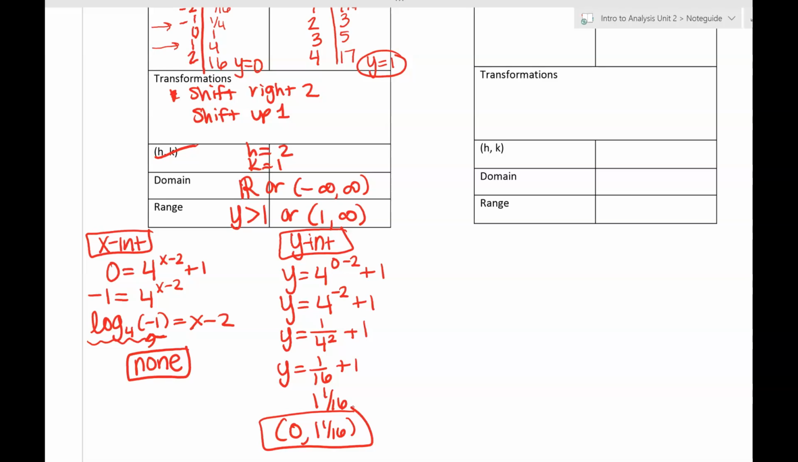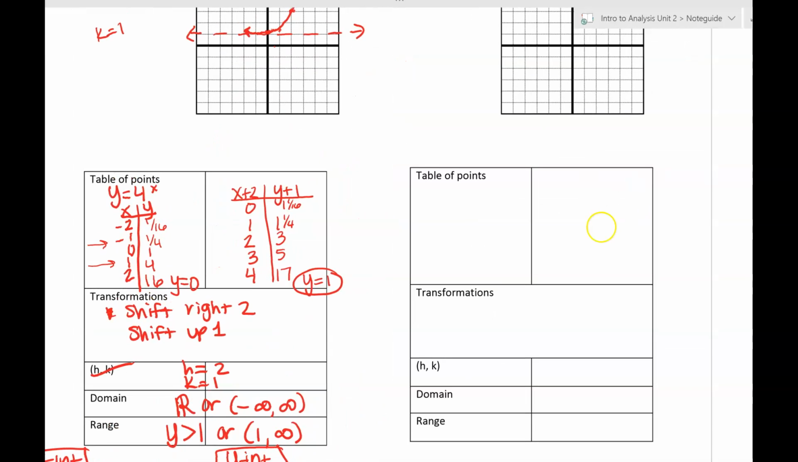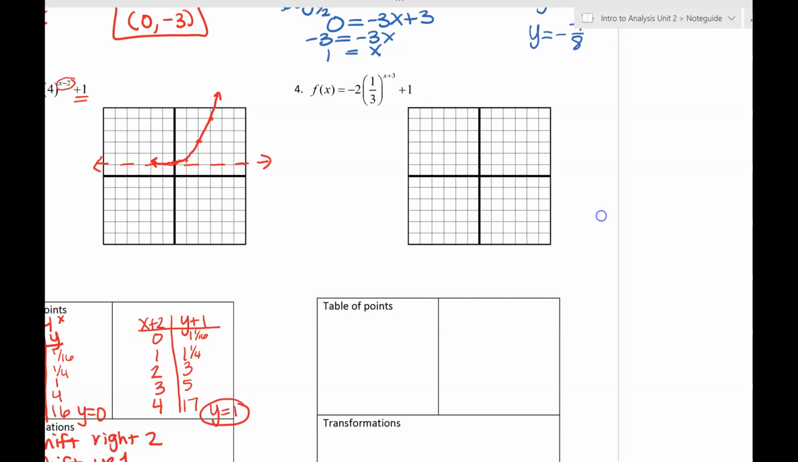Or you guys can write that in decimal format if that helps you since you have the calculator. All right, let's look at this last example. Notice that this one is based on having a base of 1/3. So I need to build my parent function, same x values, but now those are going to be powers, and same asymptote, but they will all be powers of 1/3.